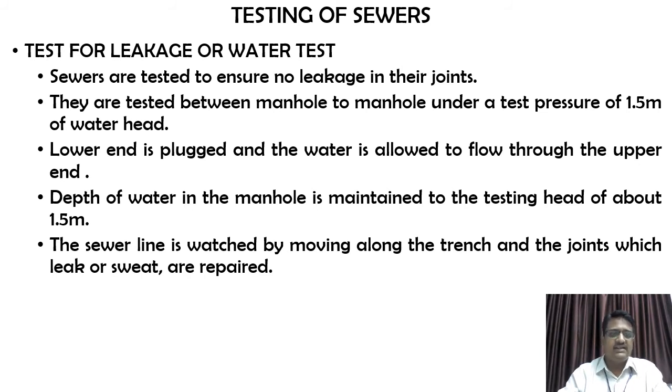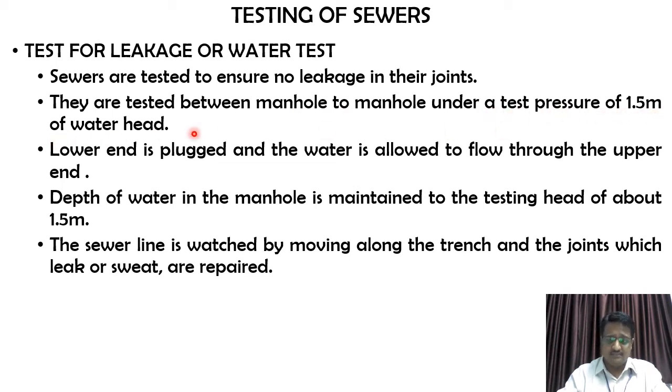Now, the test for sewers. Once the laying is done, the next part is going to be testing. We have two types of tests. The first one is the test for leakage, or water test. Here sewers are tested to ensure no leakage in their joints. They are tested between manhole to manhole under a test pressure of 1.5 meter of water head.